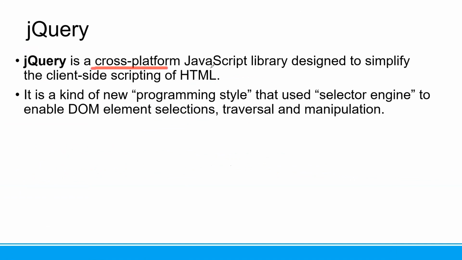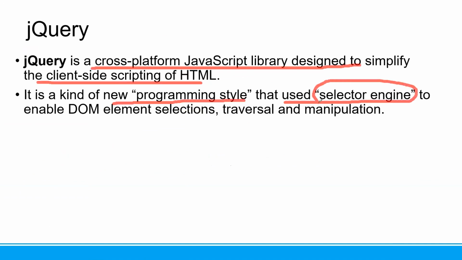It is a cross-platform JavaScript library designed to simplify the client-side scripting of HTML. So it is a kind of new programming style that uses a selector engine. So this is the keyword. And it is to enable the document object model element selection. And then it is to traverse, so it can go to some kind of ID and so on. And it can do the manipulation.